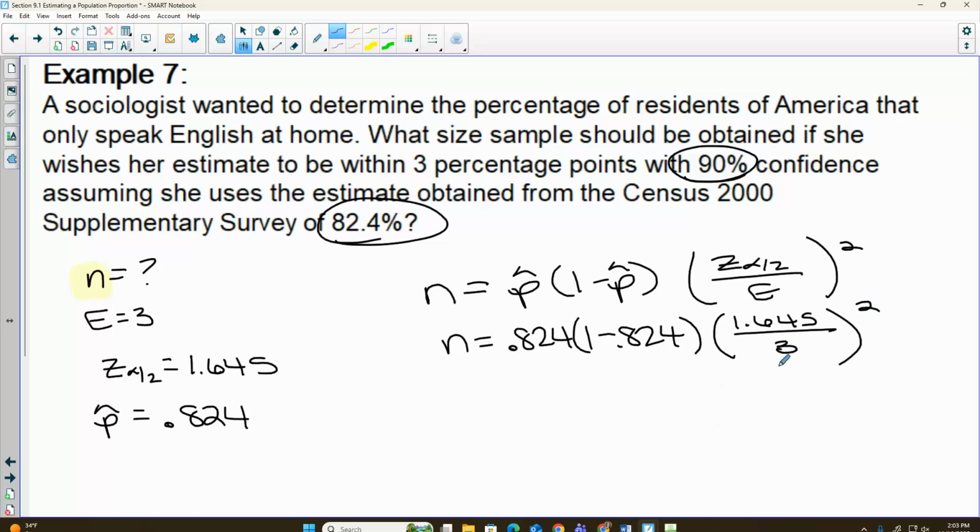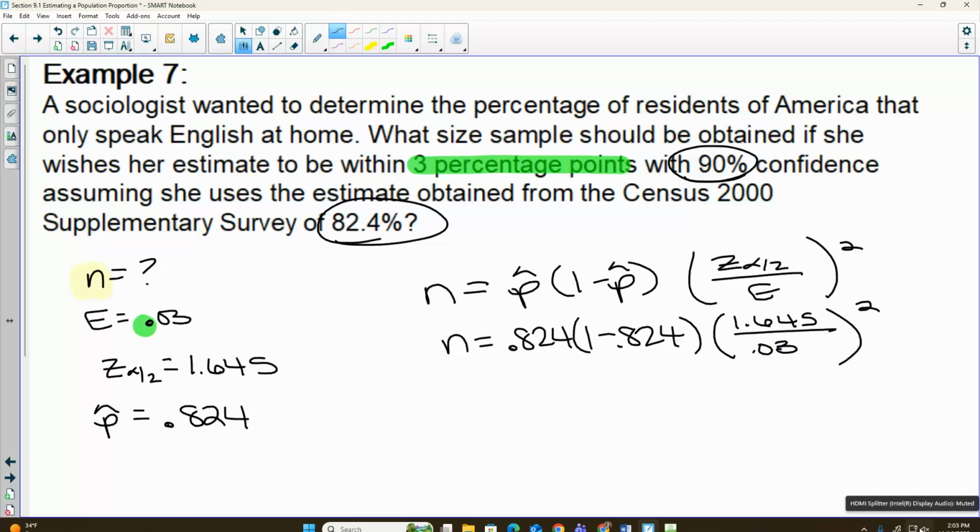Now, we have an issue with this. What do you think we need to fix? One of our values is technically not correct. What's wrong with it? Can you find a mistake? E, 3. If you put this in right now, you're going to get a really weird value. Your error is in percent, so go ahead and change it to percent form when you plug it in.